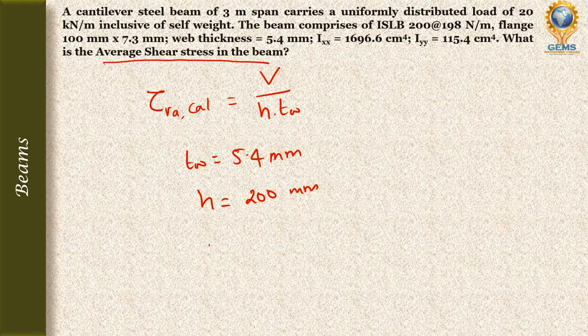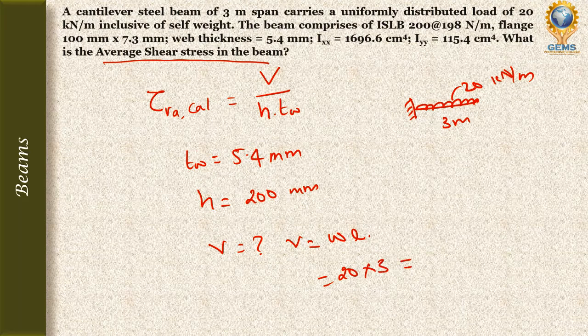And what is V? We have to find it. So how can we find it? It is a cantilever with a UDL acting, that is 20 kilonewton per meter, over 3 meter. So here V is equal to W into L. The formula is W into L, so W is 20 into 3, that is 60 kilonewton. Now we know the V value, H value and TW value.